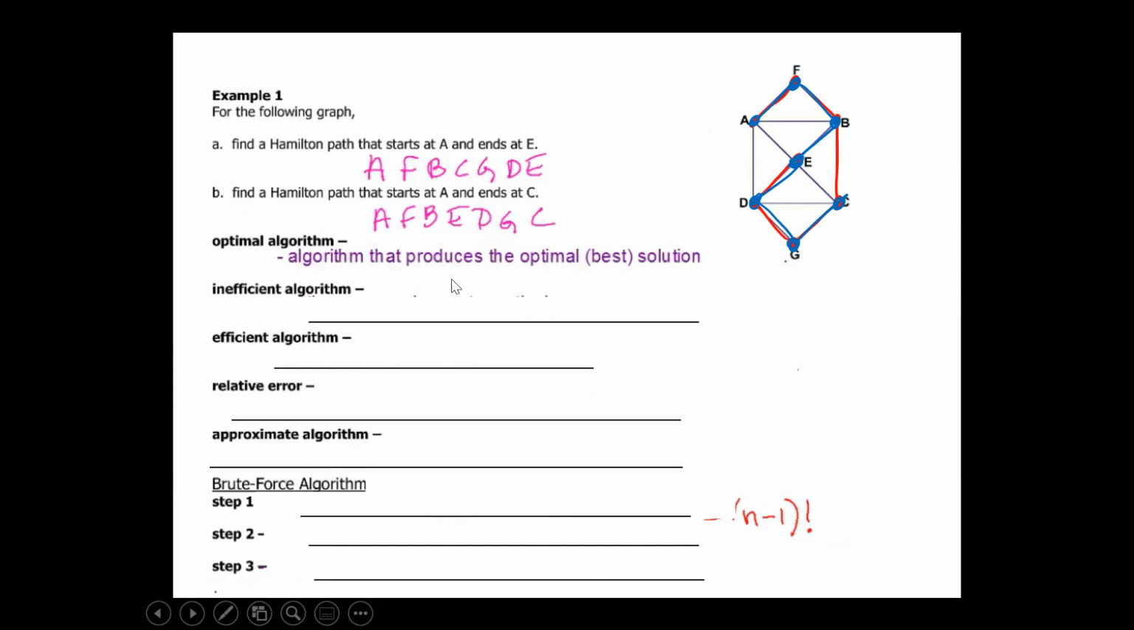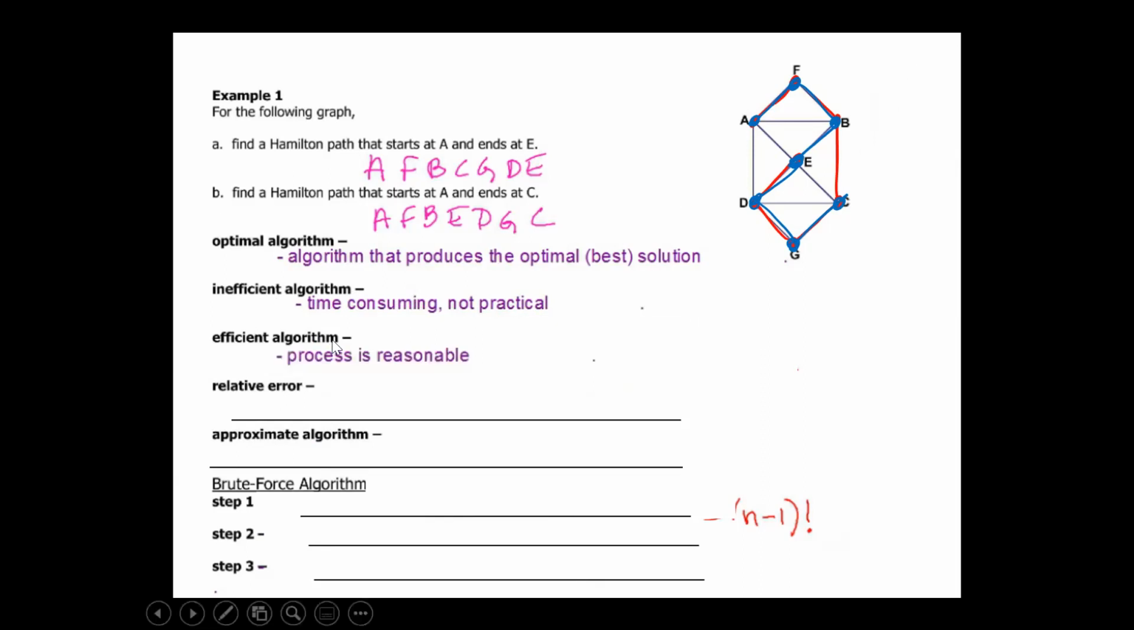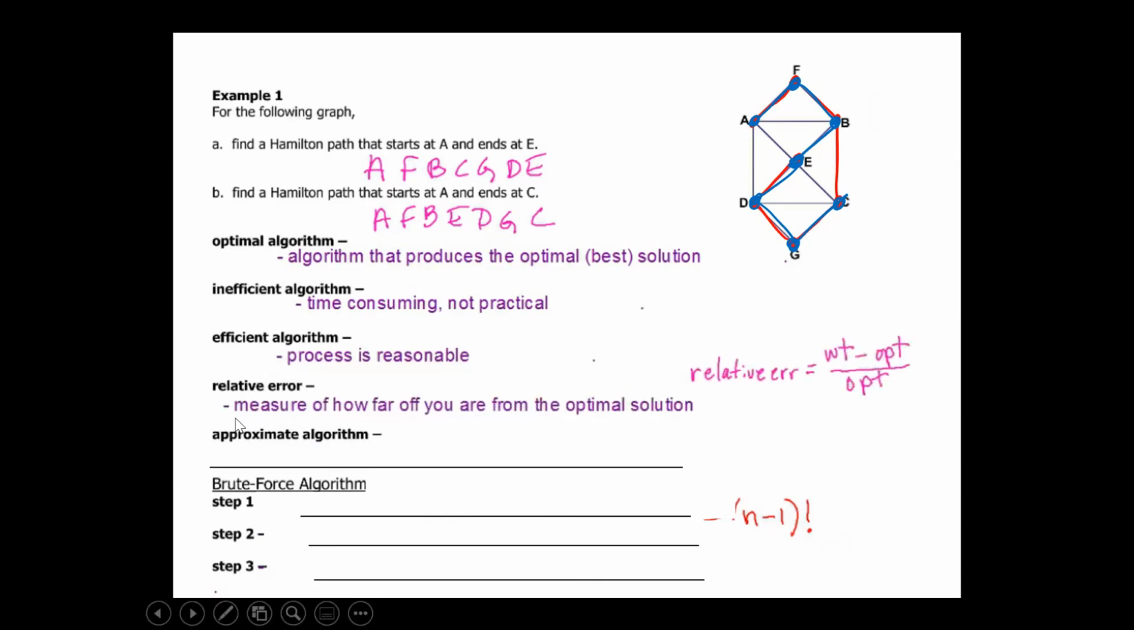Optimal algorithm is an algorithm that produces the optimal or best solution. Inefficient algorithm is time consuming and not practical. So in this situation, it might be like the most expensive route. Efficient algorithm is going to be the process that is the most reasonable, and relative error is simply a measure of how far off you are from the optimal solution. So your relative error is the weight minus the optimal, divided by the optimum. Approximate algorithm is an algorithm that produces a solution close to the optimal solution.